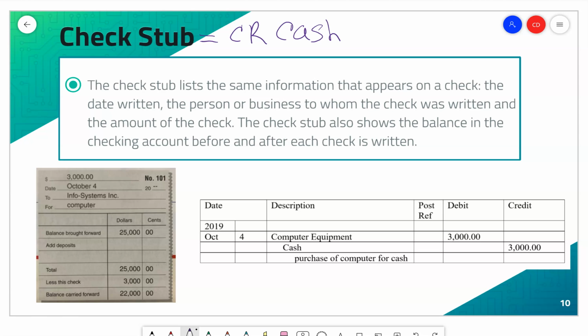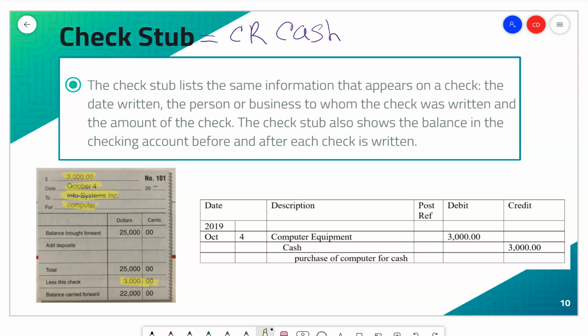Your check stub is going to list the same information that appears on a check. It's going to have the date written, the person or business to whom the check was written, and the amount of the check. It's going to show a balance in the checkbook before and after. There are two places in which you can see the amount of the check, up here and down here. Later in the year we will go through a whole unit on writing checks in this fashion. We're sending this to Info Systems for a computer, and it happened on October 4th.